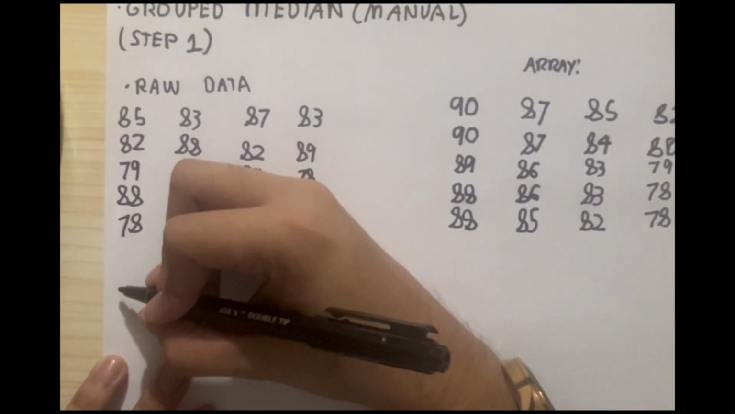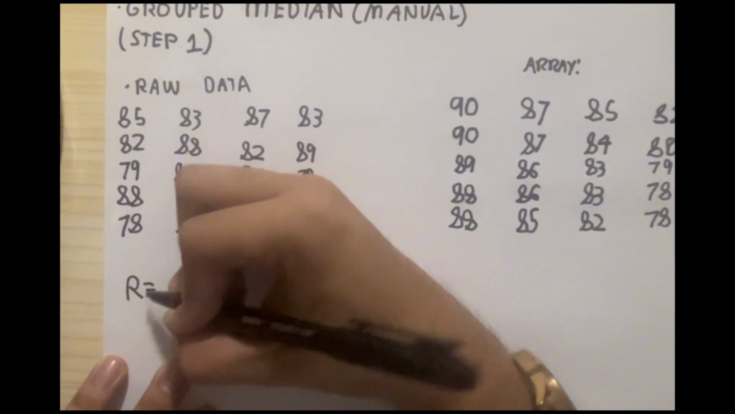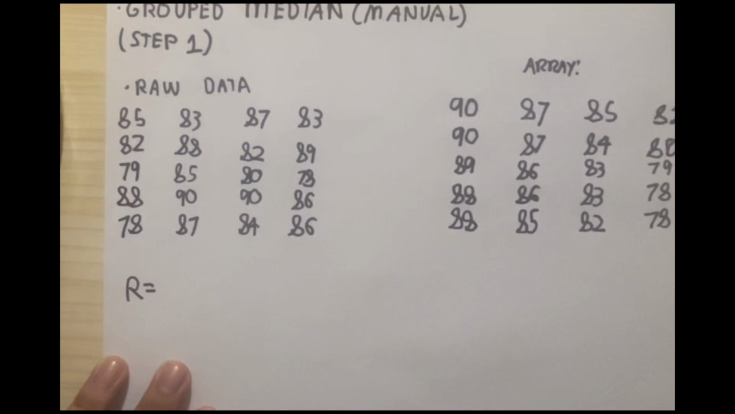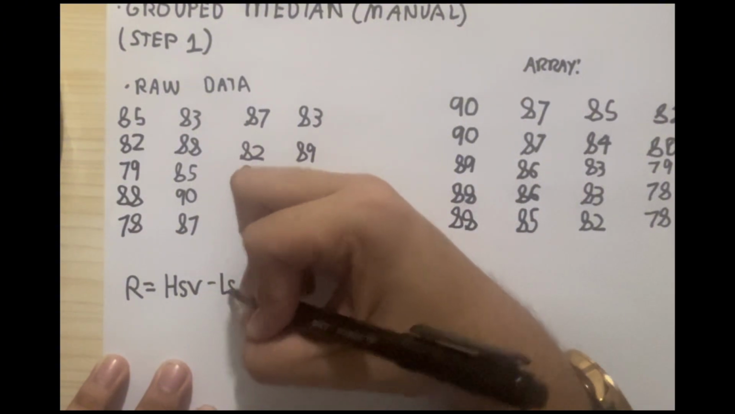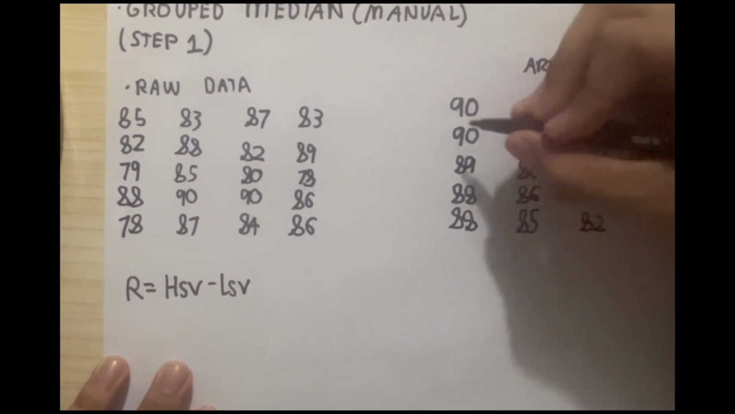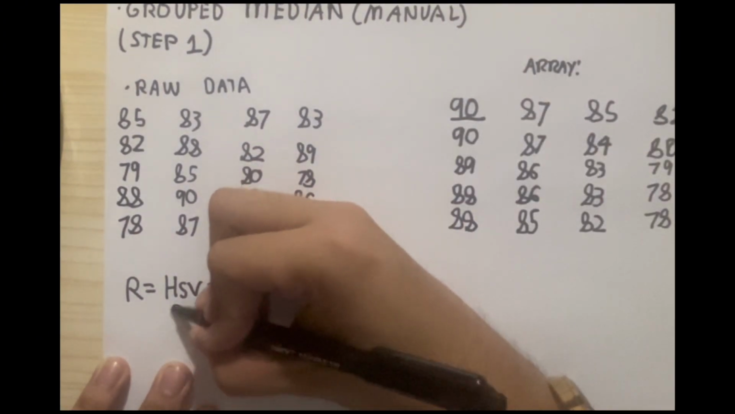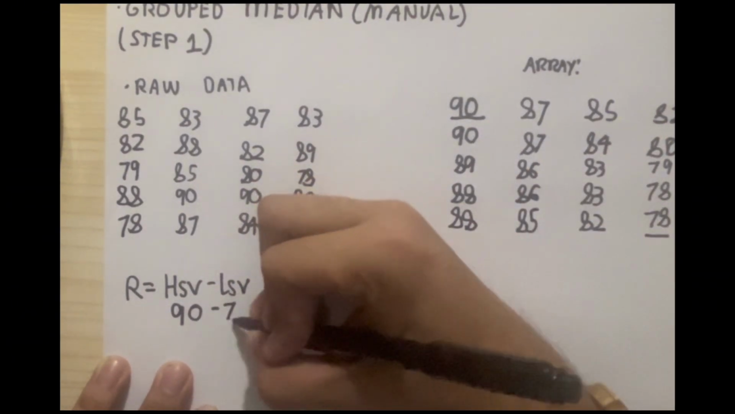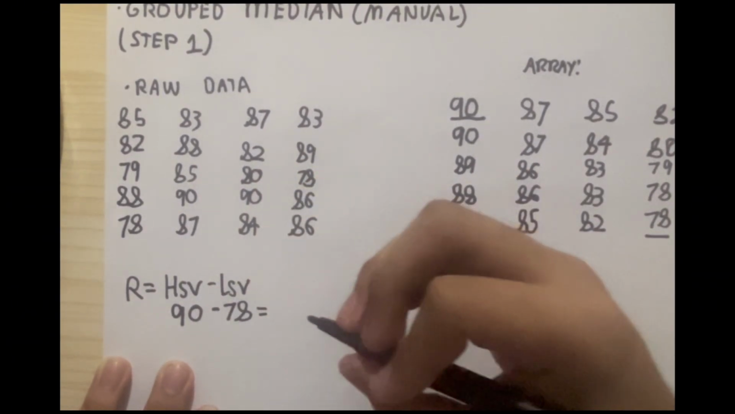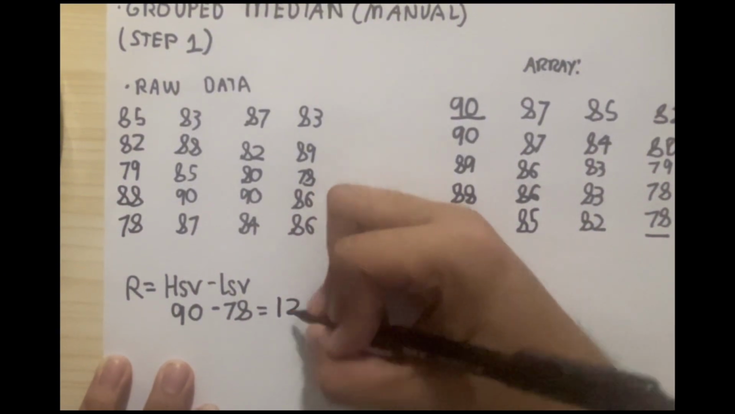Now we will compute for the range. To get the range, we will be subtracting the lowest value from the highest value. The highest value of the data is 90, subtracted by 78. Now, our range is 12.